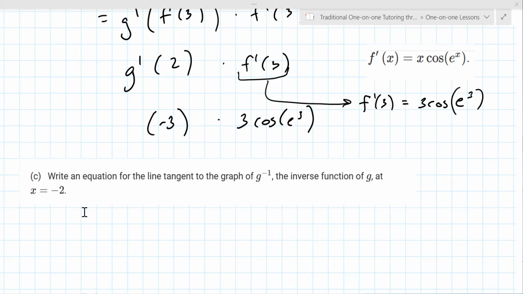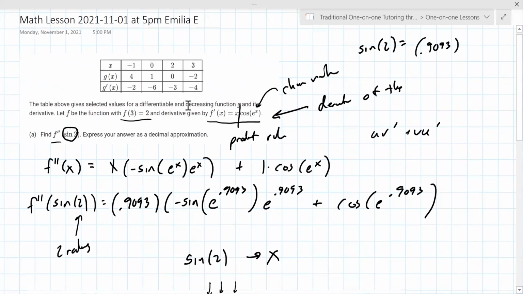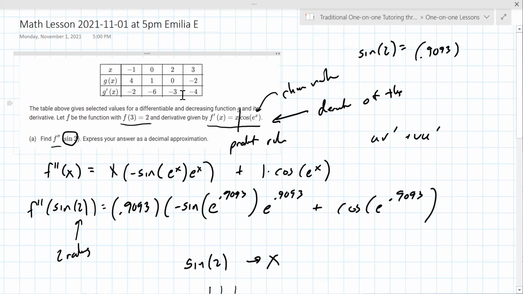So we need the point. We know that x is -2. So we have to go back to our table. This is for g, and we're looking at where the output is -2. Where's the output -2? So right here, and the input is 3. So it's a swap because it's the inverse.